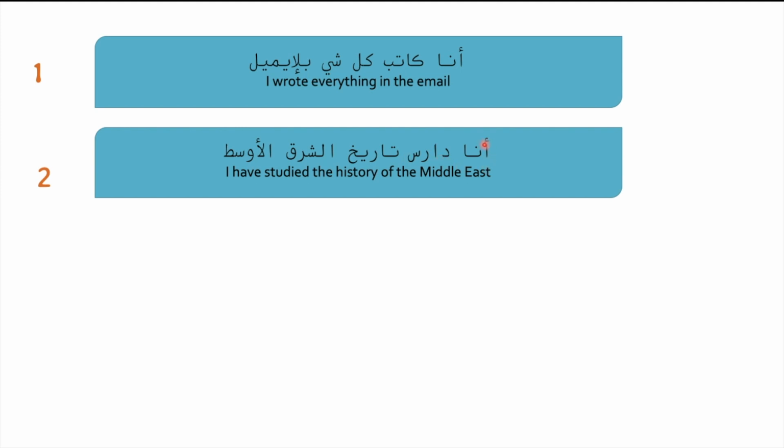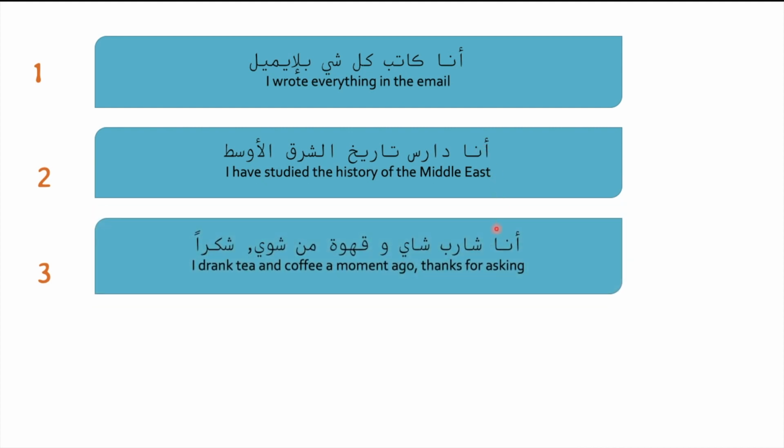نحنا, which means we. So you could say نحنا دارسين تاريخ الشرق الأوسط. And then you would say أنا شارب شاي وقهوة من شوي. شكرا. So, I drank tea and coffee a moment ago. Thanks for asking. So شارب means I drank.